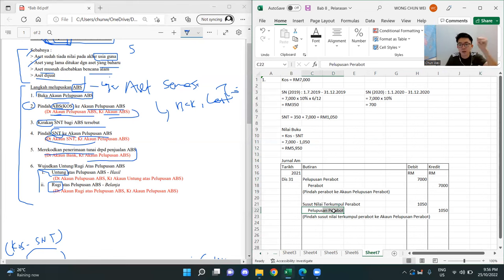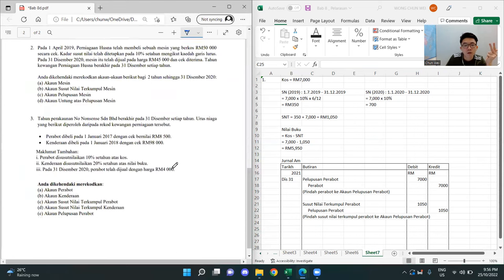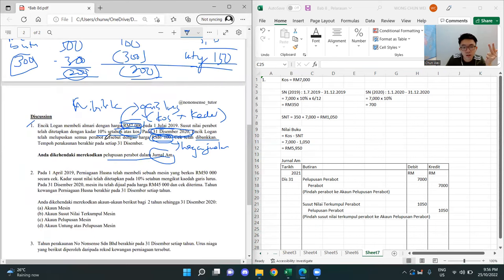Is it? So number one is your cost, your perabot. Number two will be your SNT. Then the third one, you record berapa yang you terima. And see, how much yang kita terima? Kita terima 6,100 ringgit because this is the harga jualan. When you sell for 6,100, meaning money comes in as 6,100.